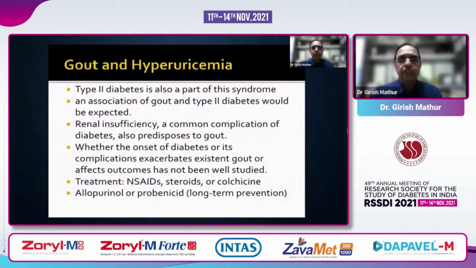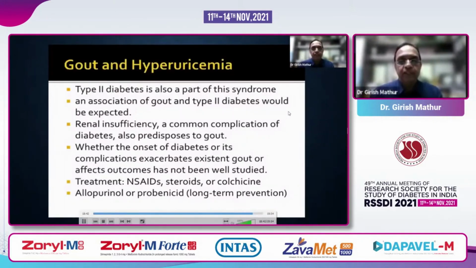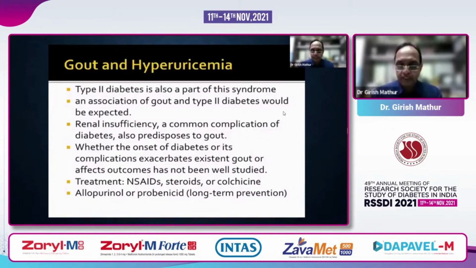An association of gout and type 2 diabetes is commonly expected. Renal insufficiency, which is a common complication of diabetes, also predisposes to gout. Whether the diabetes or its complications exacerbate existent gout or affect outcome is not well studied.